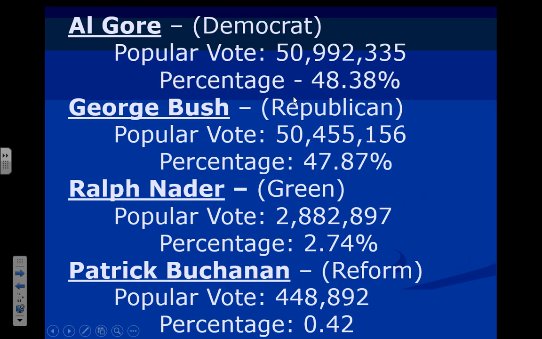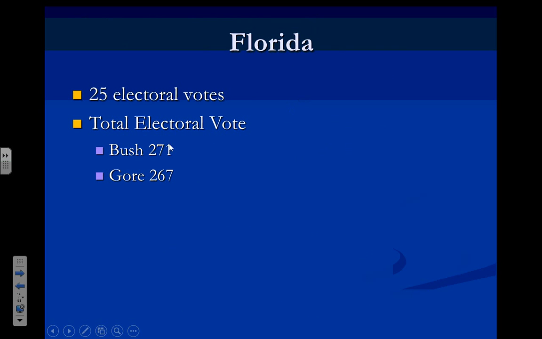George Bush got 50 million votes too. Now, George Bush won the presidency without getting the most popular votes, but he got a majority of electoral votes, and that's what's meant. Ralph Nader got 2.8 million votes, which is 2.74% of the total vote. Not a ton, but enough to affect this election. The total electoral votes, you need 270 to win the presidency. Bush got 271. Al Gore got 267.